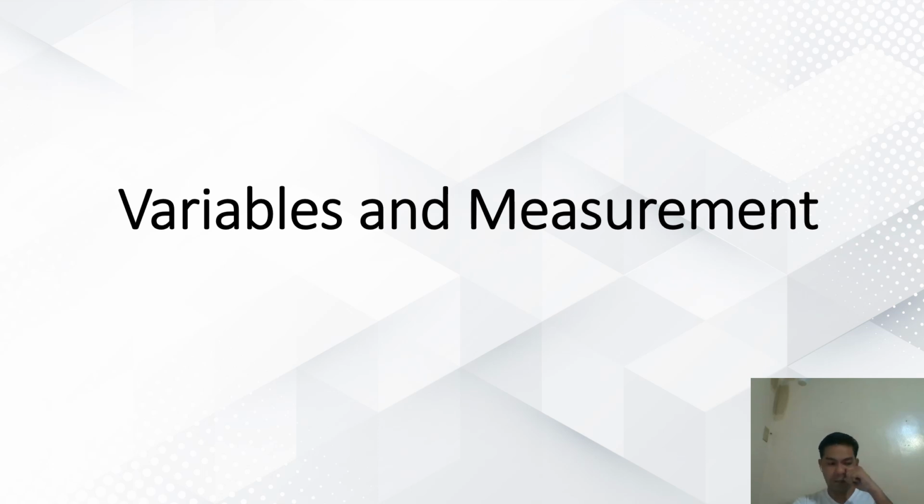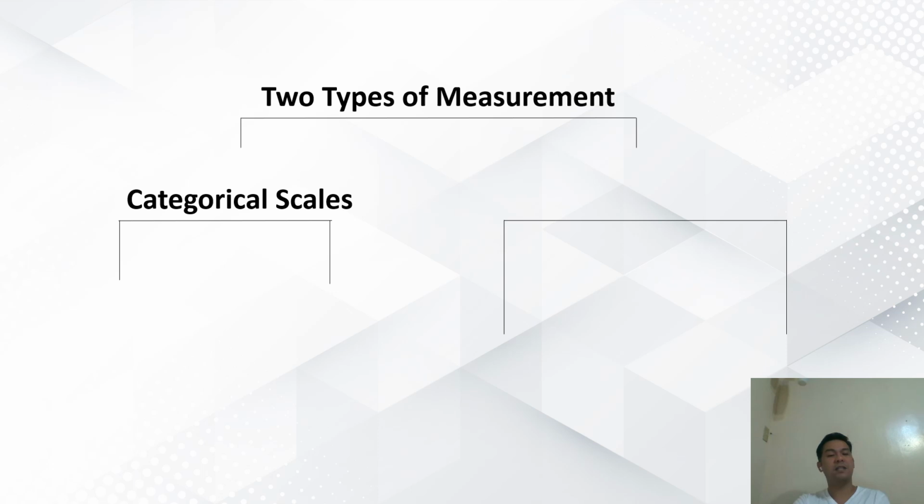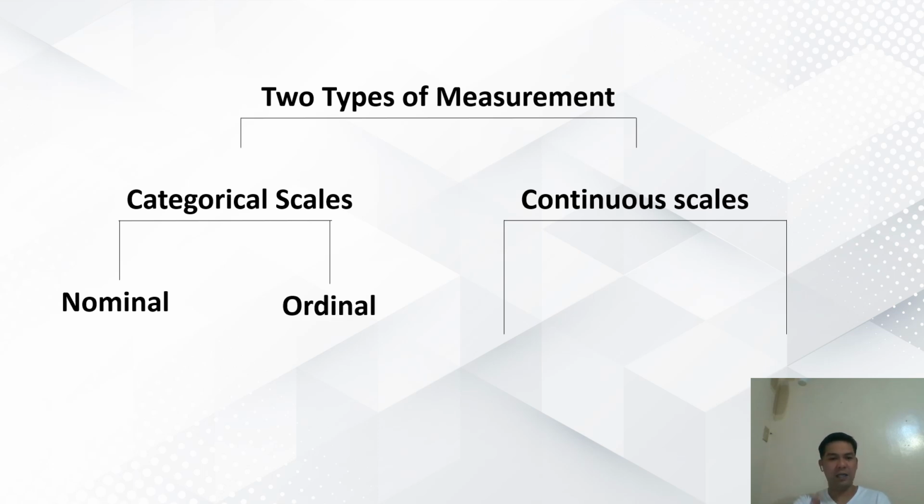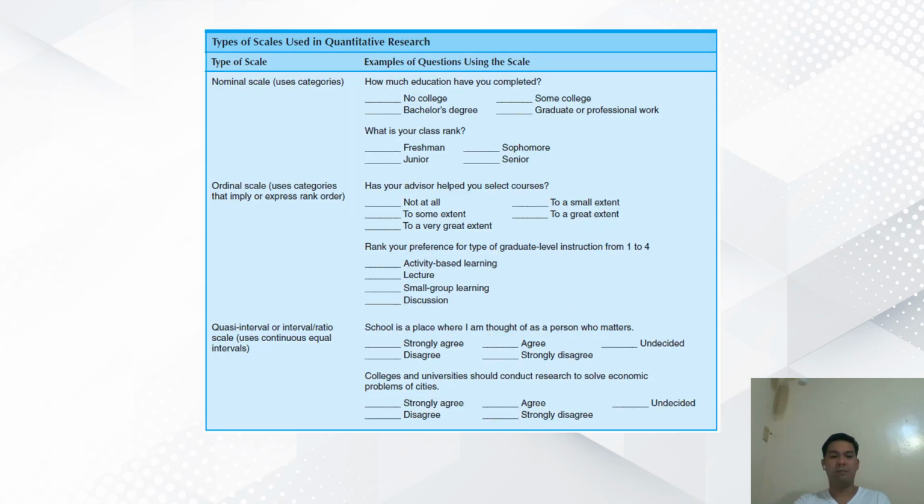Ito naman is just a simple review of the variables and measurement. So here, when we talk about types of measurement, we have categorical scales and of course, the continuous scales. So sa categorical scales naman, we have nominal and ordinal. Sa continuous scales naman ay we have interval or quasi-interval and ratio.